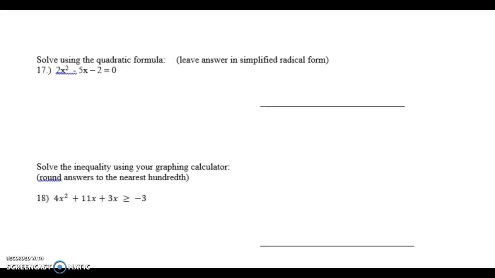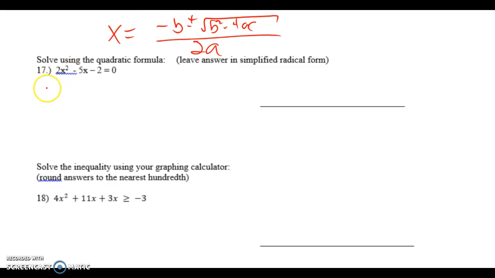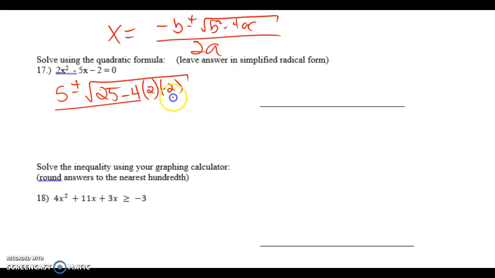Solve using the quadratic formula. What's the quadratic formula? So x equals negative b plus or minus square root of b squared minus 4ac all over 2a. All right, b is negative 5. So I'm going to say 5 plus or minus the square root of 25 minus 4 times 2 times c all over 2a, which is 4.